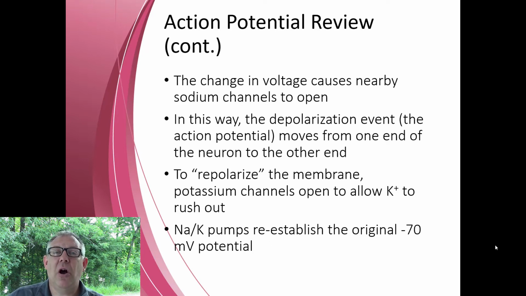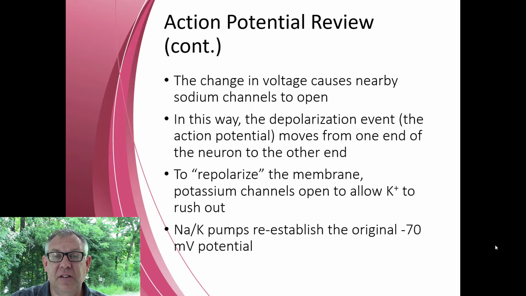Well, this change in voltage causes nearby sodium channels to open, which allows more sodium to rush in further down the nerve, which causes voltage to change, which opens other sodium channels further down the nerve. And in this way, that depolarization event, which started on the dendritic end, that action potential, moves from one end to the other. And so this is why you have directionality in nerves, right? The signal does not travel in both directions. The signal always travels in one direction, and it always starts at the dendritic end, and it always moves to the axon end because of the way these channels are arranged.